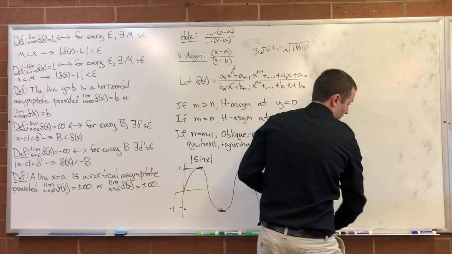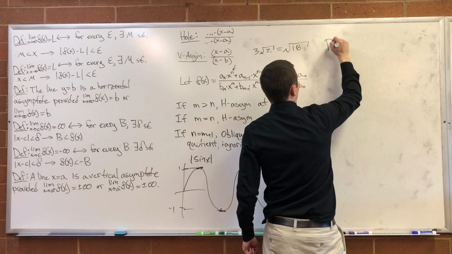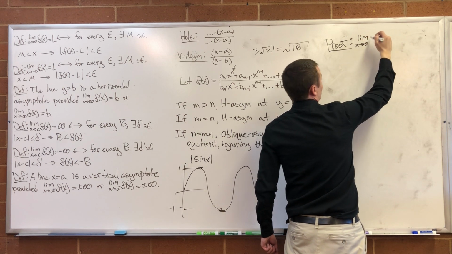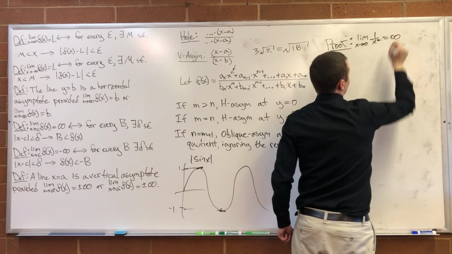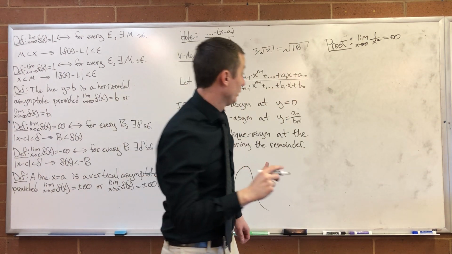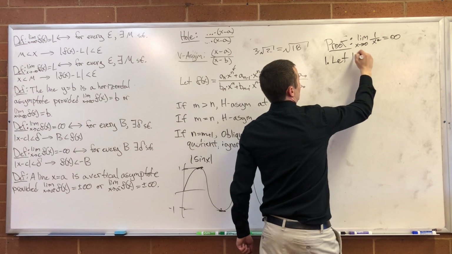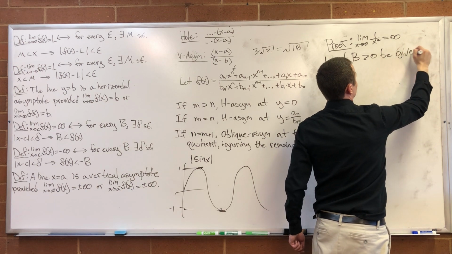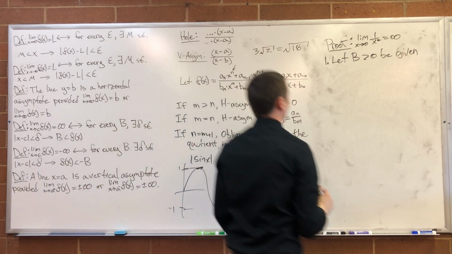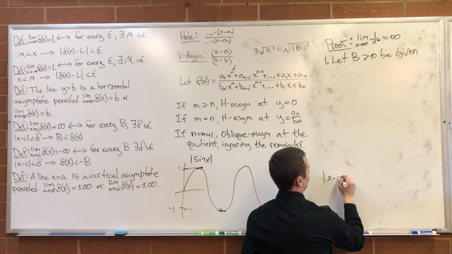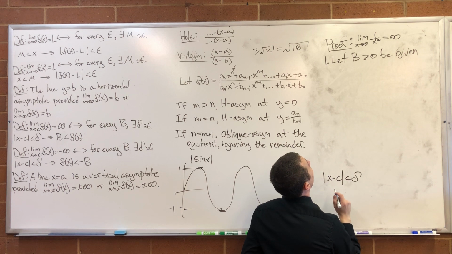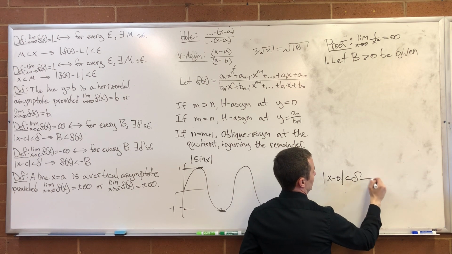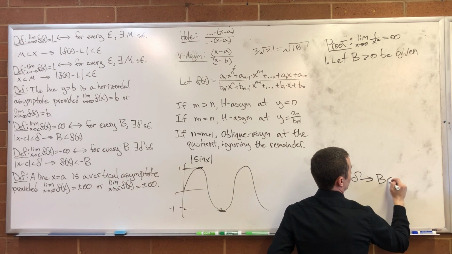So now I want to do a proof. Prove that the limit as x approaches 0 of 1 over x squared is equal to infinity. That's what I'm trying to prove. Okay. Step 1: let b greater than 0 be given. So you choose some really, really big positive number. What's my job? My job is to find the delta such that if the absolute value of x minus c is less than delta, or c in this case is 0, so x minus 0 is less than delta, implies that b is less than f of x.